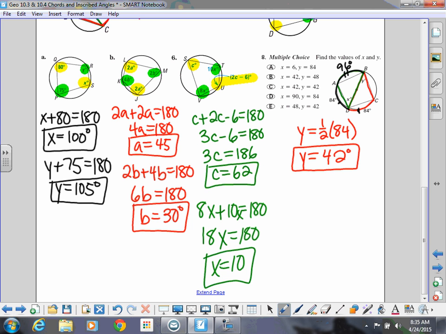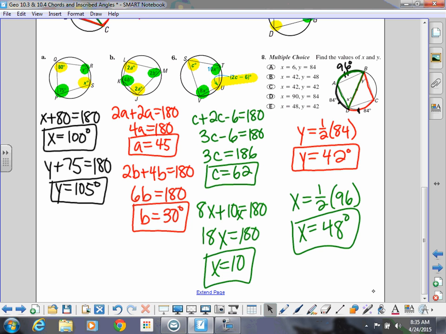So now I know the intercepted arc of angle x. So that's going to be x is equal to 1/2 of 96, which gives me 48. So that would be answer choice, let's see, which one is that? Answer choice E.